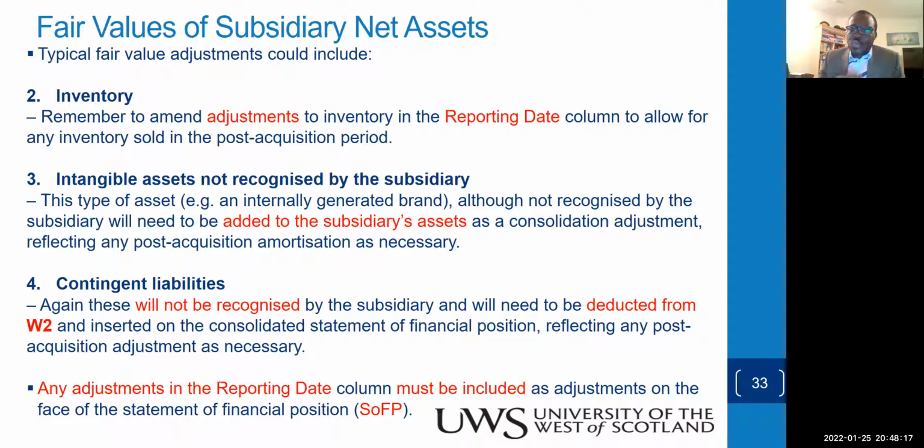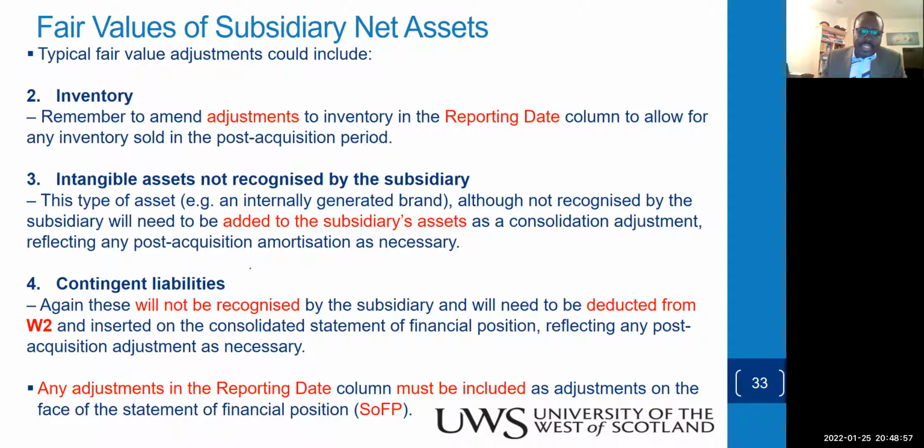Intangible assets, which the subsidiary did not recognize. Once the parent has acquired it and can measure it reliably and has paid consideration for it, we need to recognize it as part of the subsidiary's net assets. That's the interesting part. Subsidiary cannot recognize it because it's an internally generated brand. But once the parent is taking over the subsidiary and has paid a fair consideration, we need to consider that as part of the subsidiary's net assets. Any contingent liabilities will not be recognized by the subsidiary, and therefore it will need to be deducted from the net assets of the subsidiary.